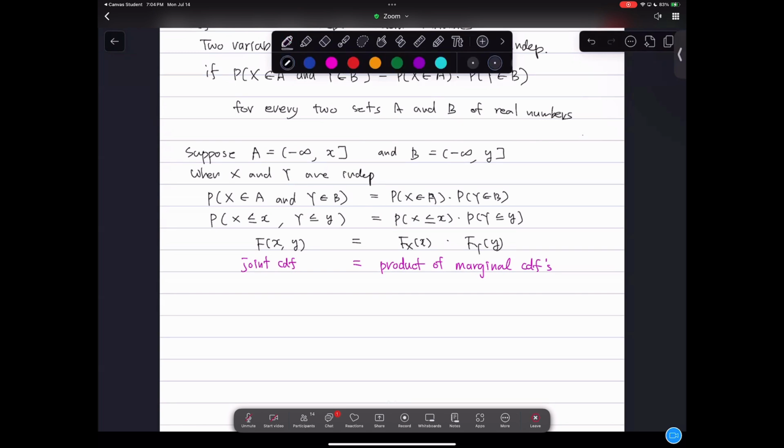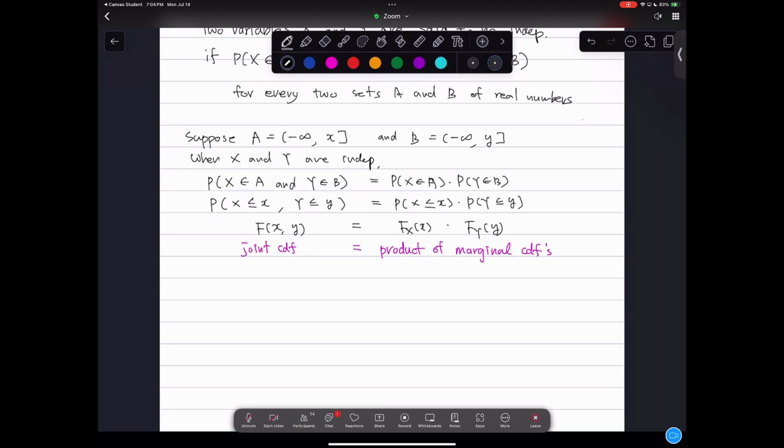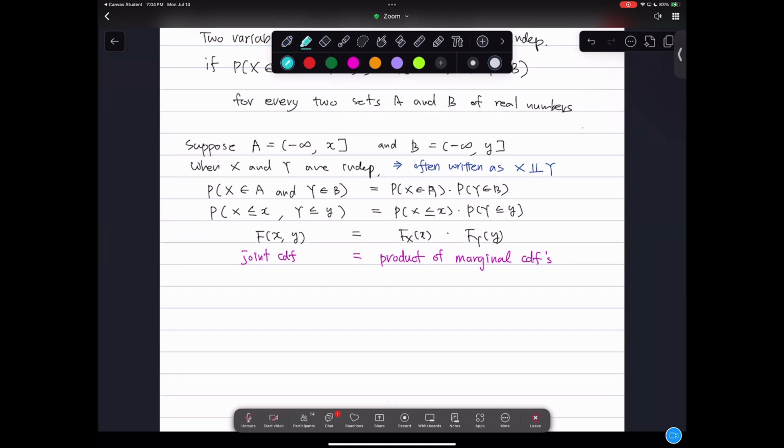All right, so we will talk about this independence pretty often. So I want to write it simply. I don't want to write this independence all the time. So often it's written as your x variable is independent of your y variable. So that makes it a lot simpler to write. So that's what I'm going to be using. So that means x and y are independent.